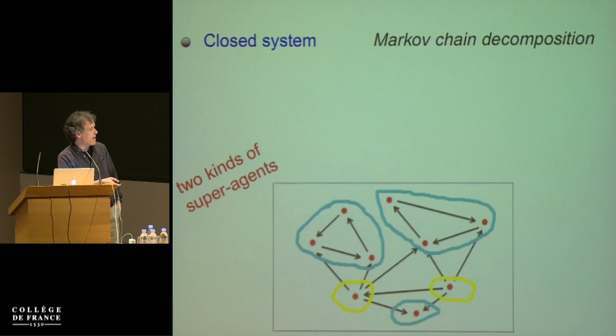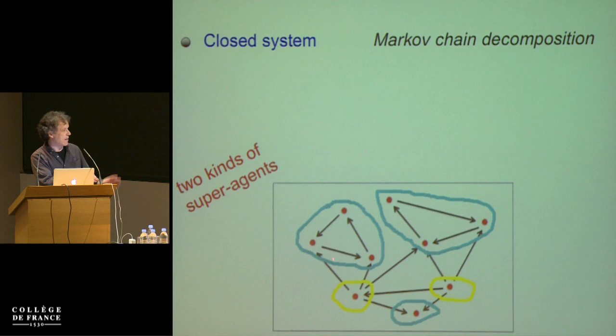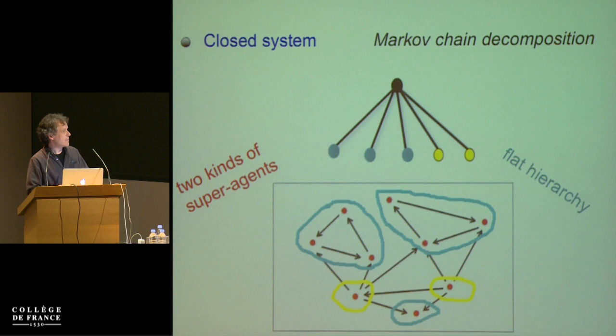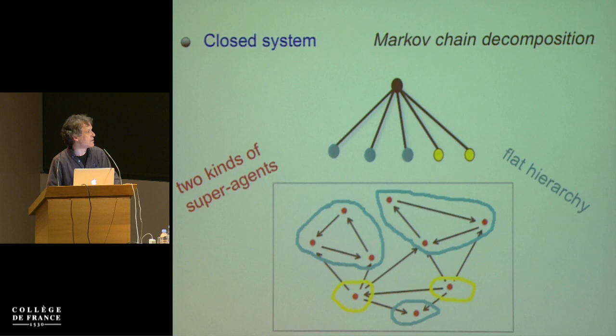In Markov chain classifications, these clusters have different meanings, and so they're treated differently. So one is yellow and one is green, blue, I don't know, some color close to that spectrum. But the hierarchy is all flat, because that's it. This is an entire renormalization. There's nothing else to do.